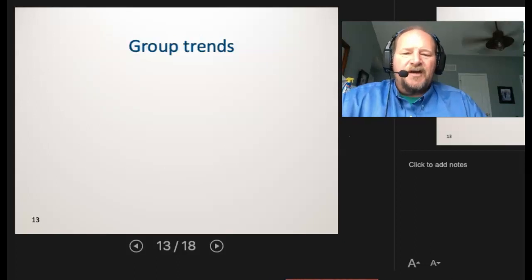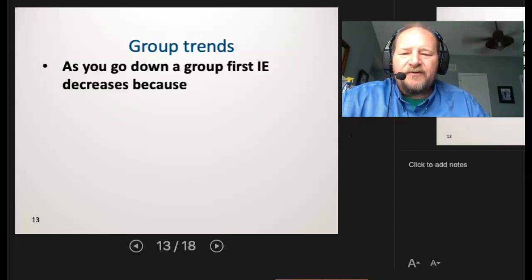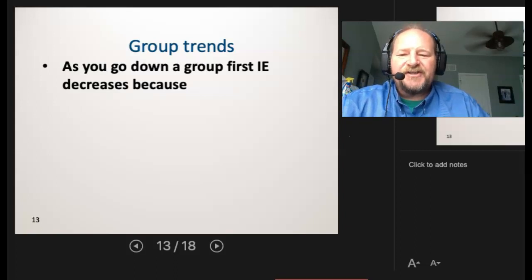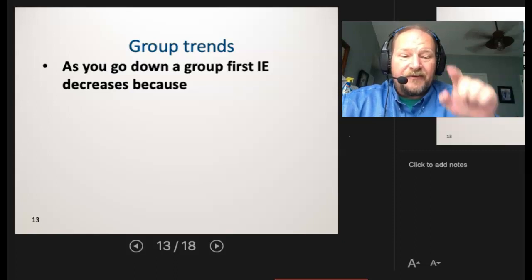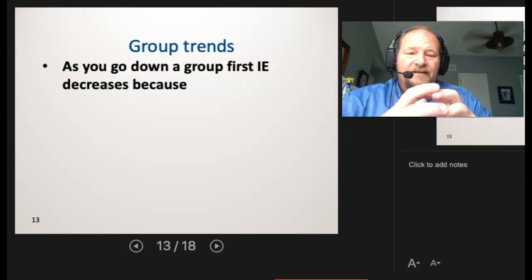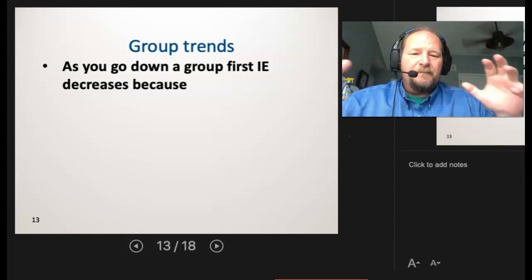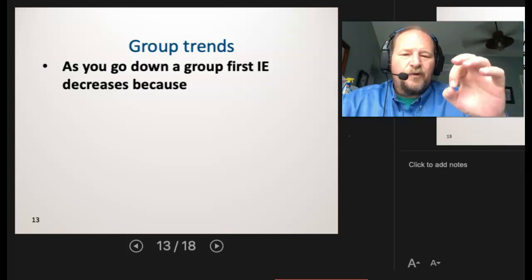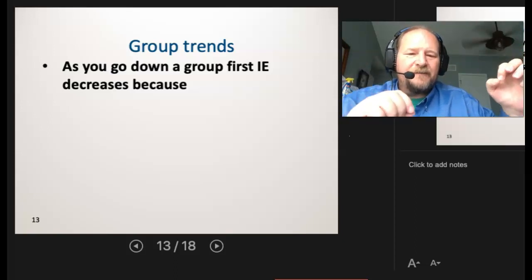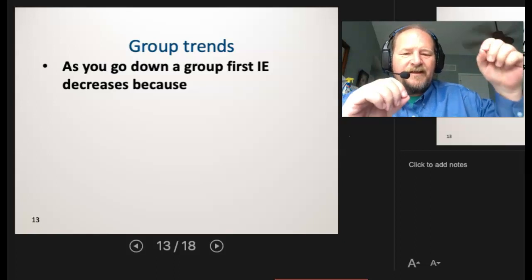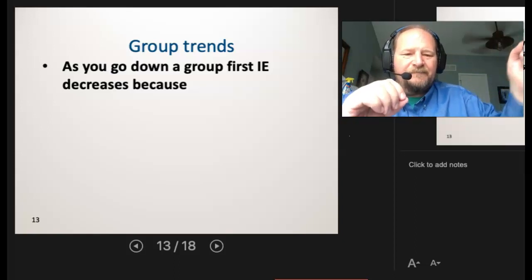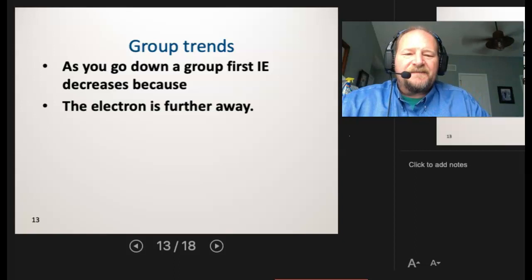So for your group trends, as you go down a group, the first ionization energy is going to decrease. Well, why is that? Remember when we went down the group, what happened to size? The atoms got bigger and bigger and bigger. It's going to be easier to pull an electron out if it's further away from the nucleus. So the further away the electron is, the easier it is to grab. Okay? The electron is further away.